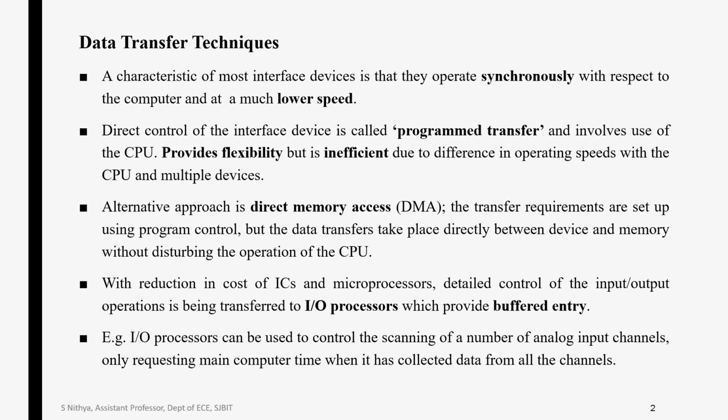The transfer is set up using the program controller, but the data transfer takes place directly between the device and the memory without disturbing the operations of the CPU. With the reduction in the cost of ICs and microprocessors, the detailed control of input-output operations is being transferred to an input-output processor, which provides buffering. For example, the input-output processor can be used to control the scanning of a number of analog input channels, only requiring the computer's time once it has collected the data from all the channels.